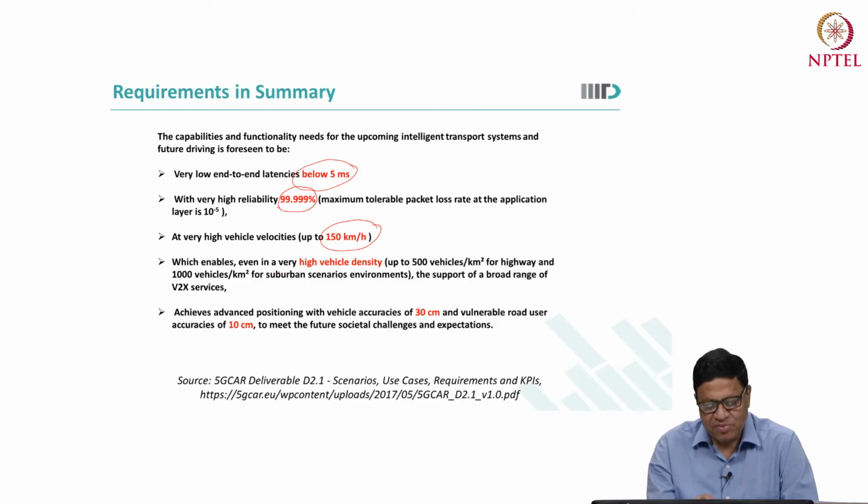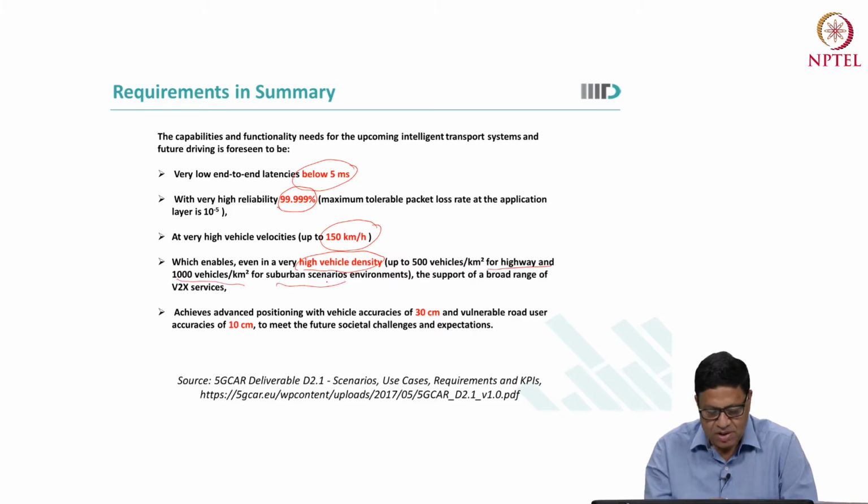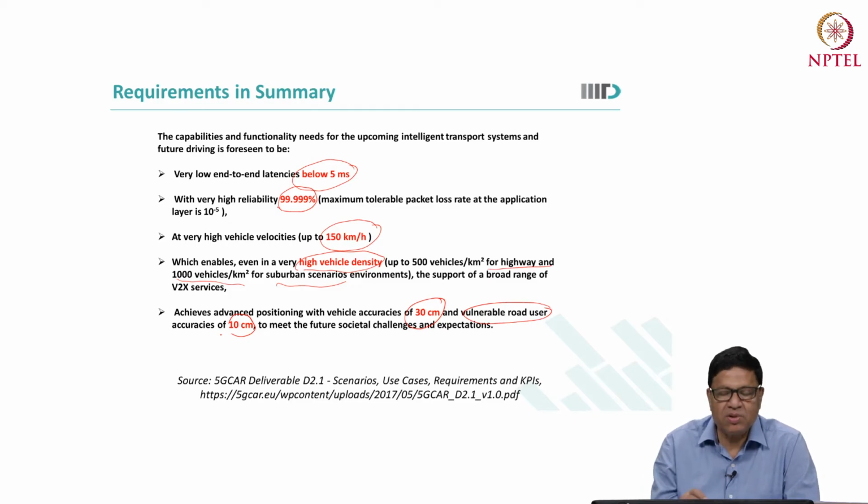And your solution should work for high vehicular density, which is 500 vehicles per kilometer square on highway, or 1000 vehicles per kilometer square for suburban applications, to support a wide range of V2X services. And you also require positioning. You should be able to position the vehicles around you to an accuracy of about 30 centimeters. And when it comes to a vulnerable road user, it should be of the order of 10 centimeters. So the positioning accuracy requirement is of the order of a few tens of centimeters. So these are the broad summaries of what is required for V2X communication.